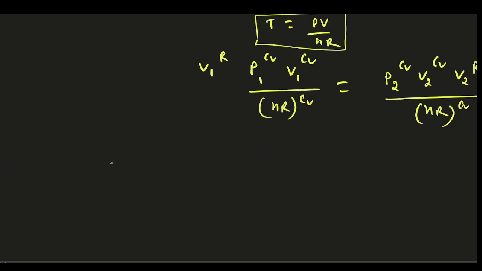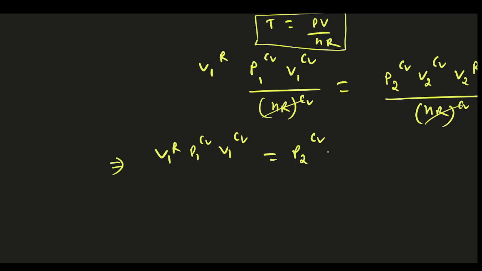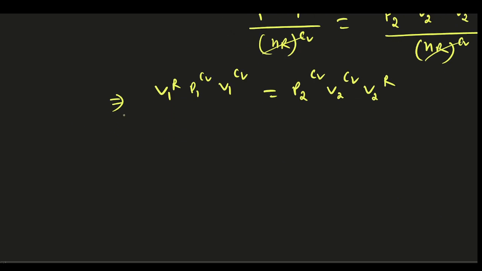So what I got, this value and this value can cancel because both sides have nR to the power CB and nR to the power CB, so I can cancel it. So this is what I get, B1R P1CB B1CB equal to P2CB B2CB B2R. So what I do is both have P1 B1, so I want to multiply it, because we know that a^m into a^n equal to a^(m+n). So I use this formula here.